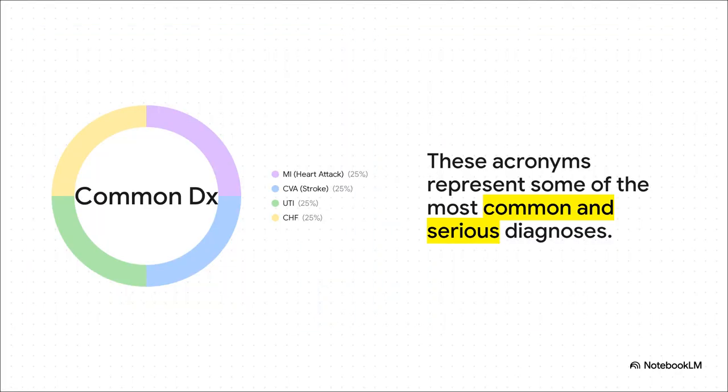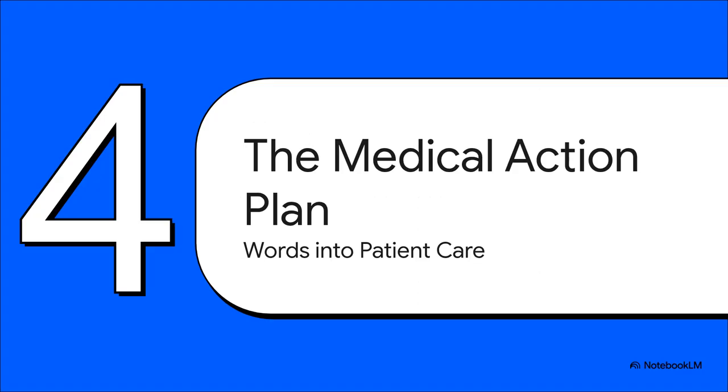And here are some of the real heavy hitters. These acronyms, MI, CVA, UTI, CHF, they represent some of the most common and serious diagnoses you'll ever encounter. They're used so often that they've pretty much become the standard way to talk about these really life-impacting conditions. So we know the timing and the patient's story. Now, how does this language actually direct the healthcare team to act? Let's take a look at the medical action plan.